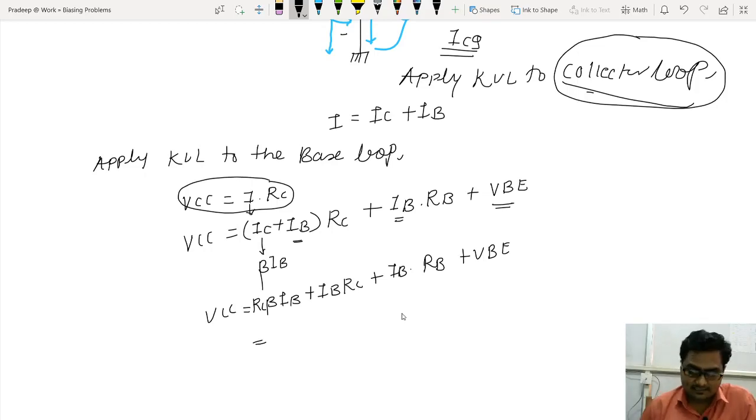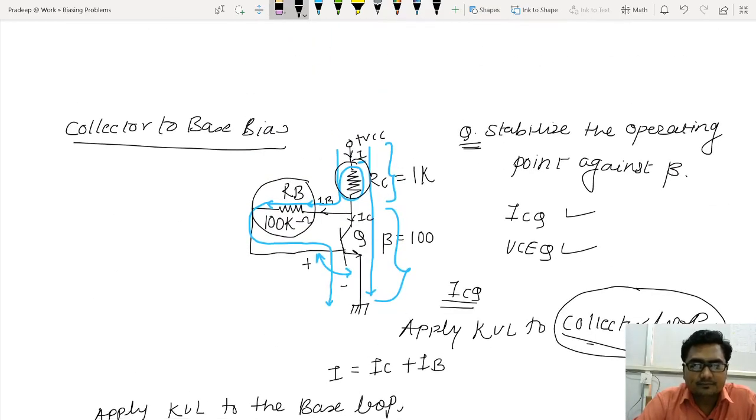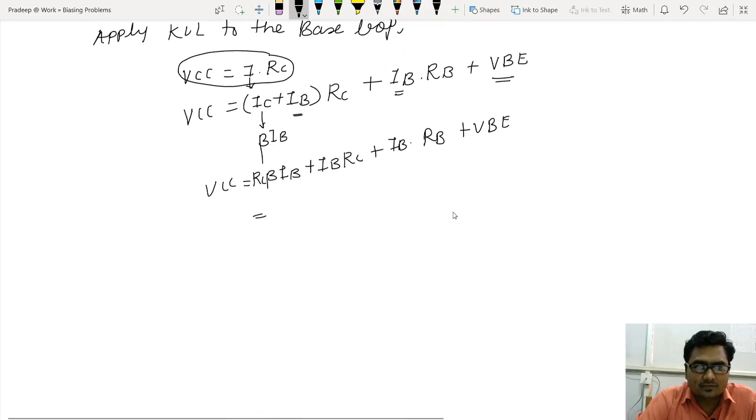Now VCC is given. Let me check. VCC is given. So VCC, yes, it is plus 20. We forgot to write it here. VCC is plus 20 volt. It means now this VCC is given, IC is given, beta is given, then RC is also given, RB is given, VB is given.